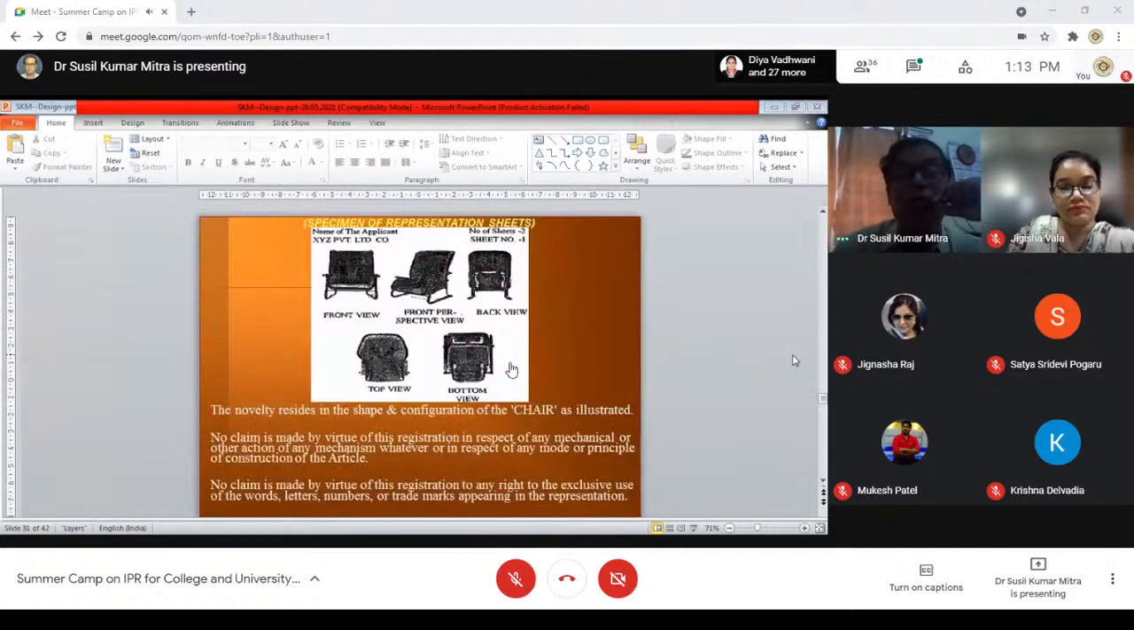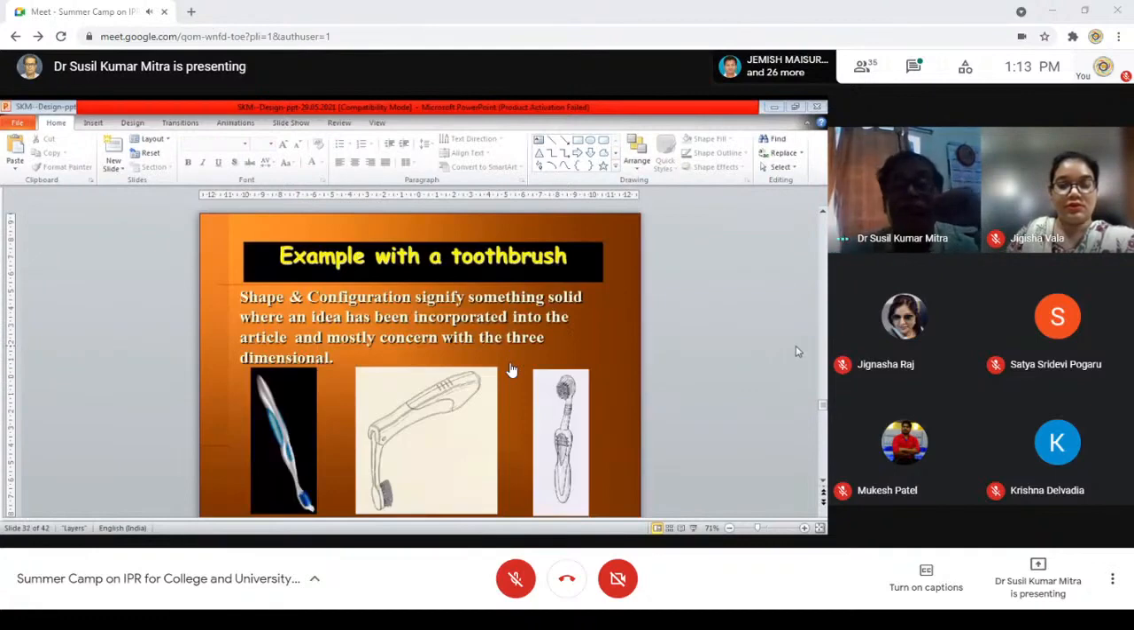You see, in the case of the chair, you see the front view, perspective view, back view, top view, bottom view is given. And the novelty resides in the shape and configuration of the chair as illustrated, and the disclaimer statement as given. If we look at another example, the toothbrush, a lot of toothbrushes are going for registration. You see the shape and configuration signifies something solid, where an idea has been incorporated into the article and mostly concerned with the 3-dimensional. There may be straight, there may be bent, there may be different types of ornamentations, and the patterns are also given in the handle portions.